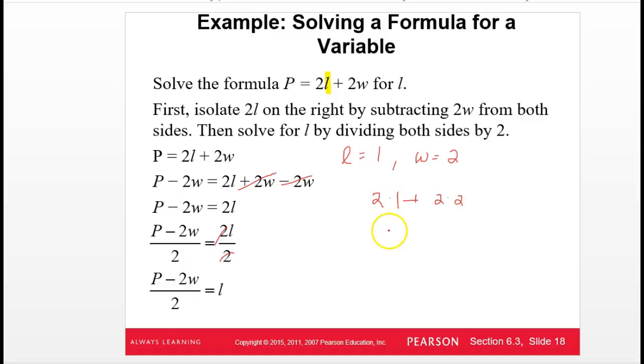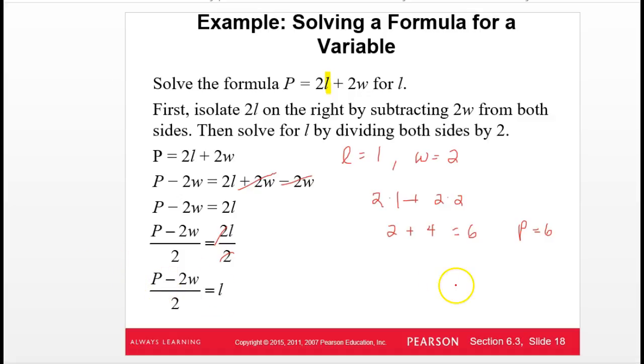Right, and 2 times 1 is 2, plus 2 times 2 is 4, and 2 plus 4 equals 6, which is P. So P is equal to 6. Now, in the other expression that I came up with at the end, if I replace everything in it with what we just came up with here, I mean P being 6, L and W being 2, we should also get an equal expression, or a true expression.